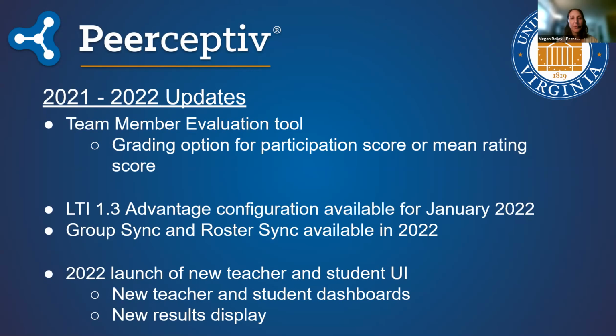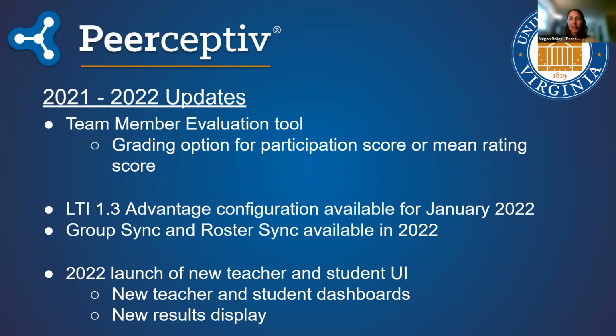We are also moving to LTI 1.3 Advantage configuration. This will be available in January for Sakai. I know UVA uses a number of different LMS tools, so if you happen to be a Canvas user, we can get you started with that now. Blackboard will be sooner. Sakai has a little bit more intricacies than some of the other tools, so that will be available in January. And when we have that, you'll be able to use group sync and roster sync, which means the groups will immediately transfer from the LMS into Peerceptiv, and the same with the roster. So that's really nice that you don't need to upload separate lists.